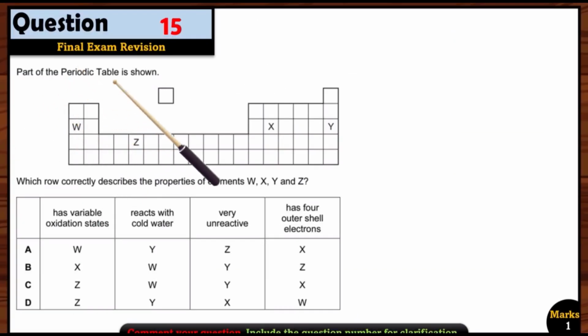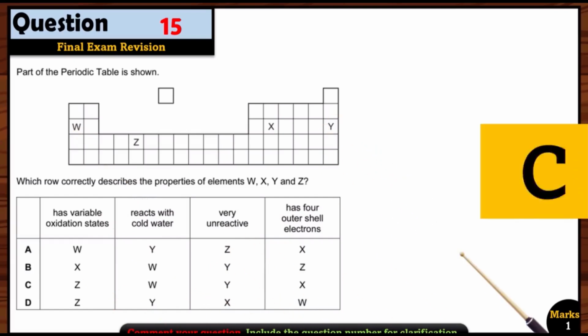Question 15. Part of the periodic table is shown. Which row correctly describes the properties of elements W, X, Y, and Z? Has variable oxidation states. For that, it should be Z, because they are transition metals. So Z, C, or D option can be right. Now let's see, reacts with cold water. Okay, only the metals can react with cold water. So W is the right answer here. So we have already found the right answer. Very unreactive, of course, it's a noble gas. So that's why C option is the right option here.